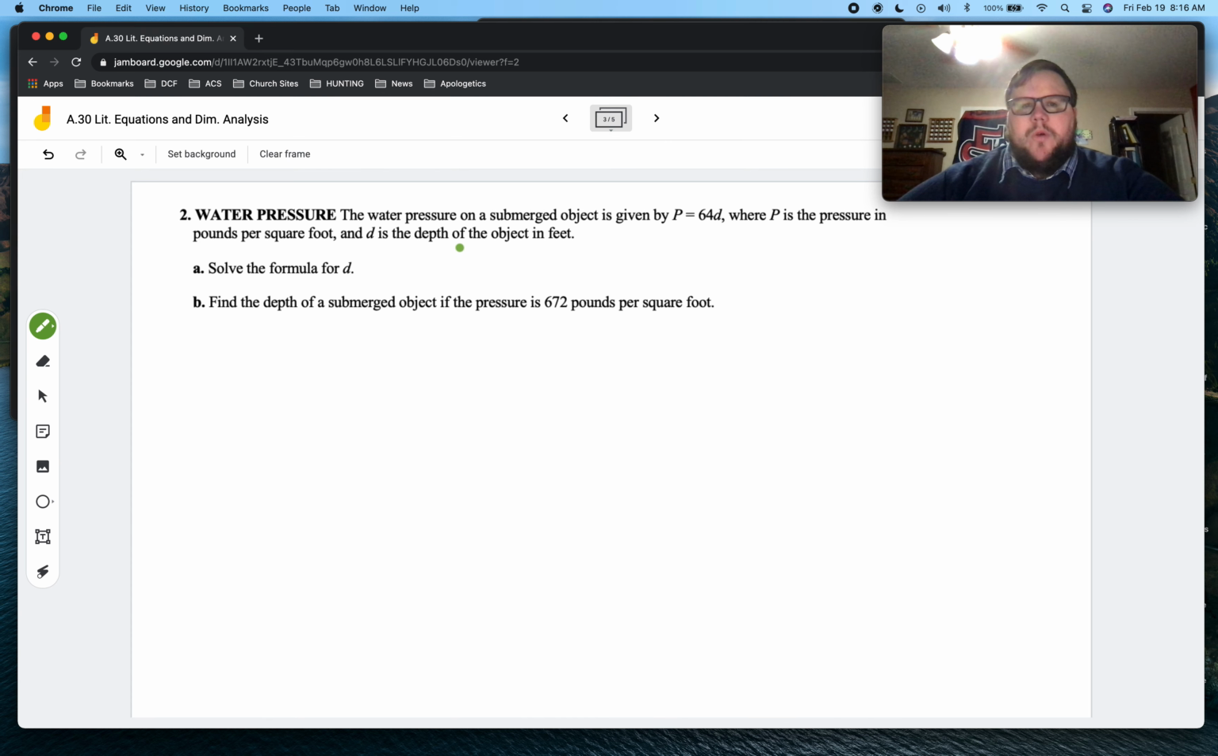Water pressure. The water pressure on a submerged object is given by P equals 64D, where P is the pressure in pounds per square foot, and D is the depth of the object in feet. So, solve for D. So, A. We have pressure equals 64 times the depth, D. And we want to solve for D. So I'm just going to divide by 64 on both sides.